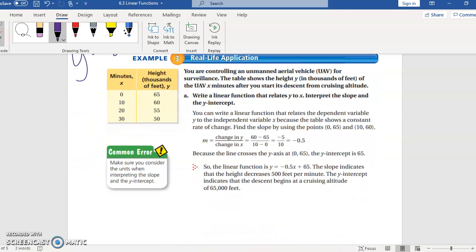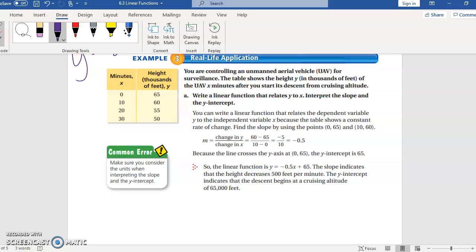All right, now on to example 3. You are controlling an unmanned aerial vehicle, a UAV, which I think is the same as a drone, for surveillance. The table shows the height y in thousands of feet of the UAV x minutes after you start its descent from cruising altitude. So y is feet in the thousands, x is minutes. A, write a linear function that relates y to x. Interpret the slope and the y-intercept.